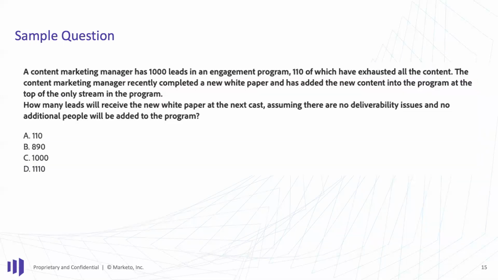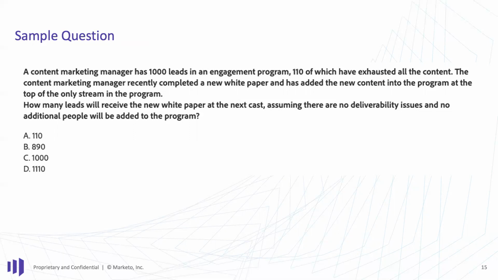So we have a sample question straight from Marketo. A content marketing manager has 1,000 leads in an engagement program, 110 of which have exhausted all the content. The content marketing manager recently completed a new white paper and has added the new content into the program at the top of the only stream in the program. And then they want to know how many leads will receive the new white paper at the next cast, assuming that there are no deliverability issues and no additional people will be added to the program.